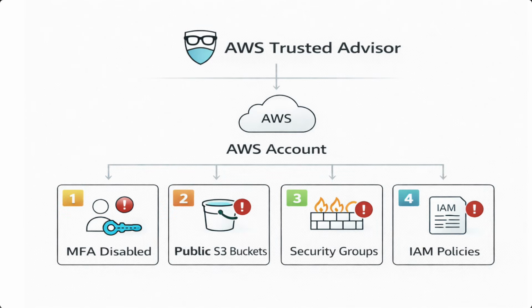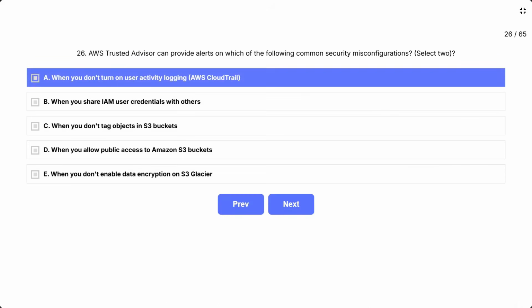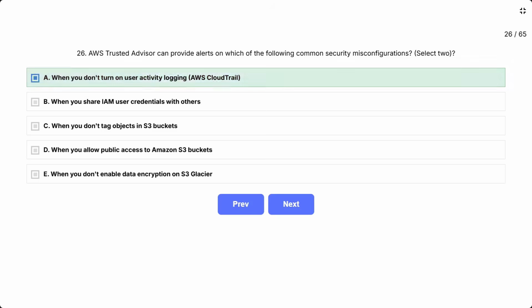This question asks which specific security checks AWS Trusted Advisor can perform to alert you about common security misconfigurations. Think of it as, what security issues does Trusted Advisor automatically scan for and flag in my AWS account? The correct answer is A. When you don't turn on user activity logging, AWS CloudTrail.